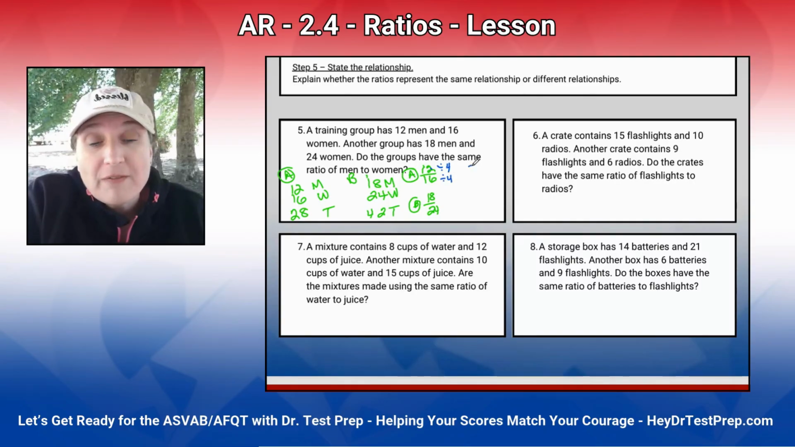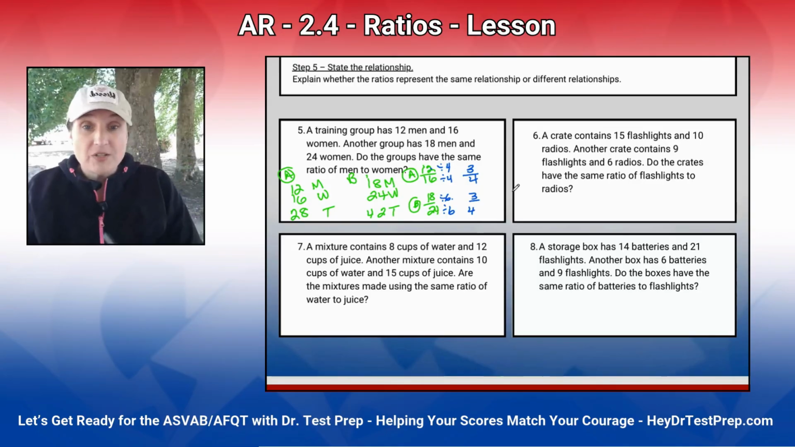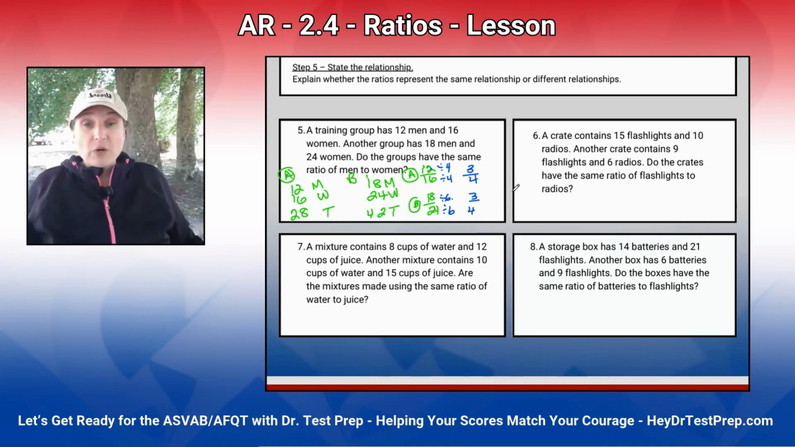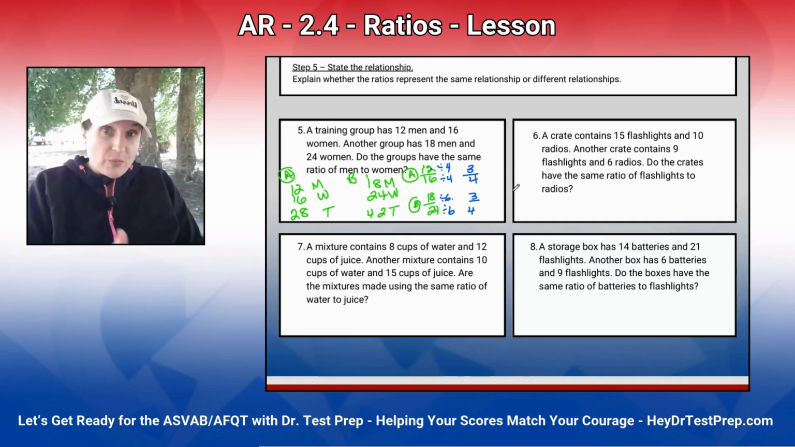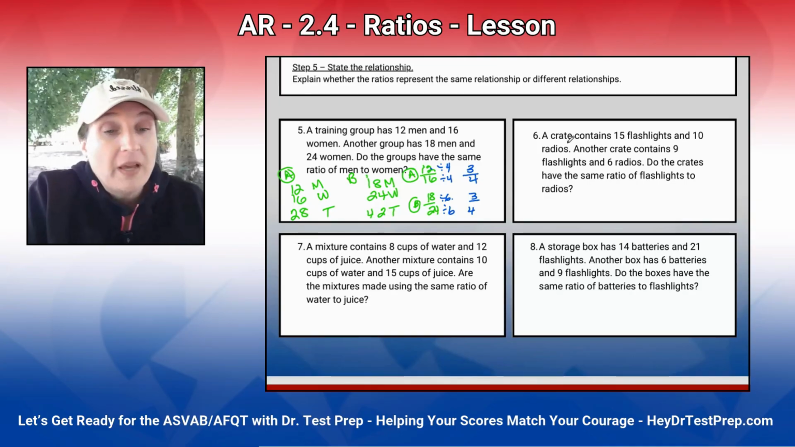So 12 divided by 4 is 3. 16 divided by 4 is 4. Both 18 and 24 are divisible by 6. 18 divided by 6 is 3. 24 divided by 6 is 4. So those have the same ratio of men to women. So even though the training groups have different numbers, one training group only has 28, one training group has 42, the ratio of men to women in the group is the same. And this is very ASVAB-like.